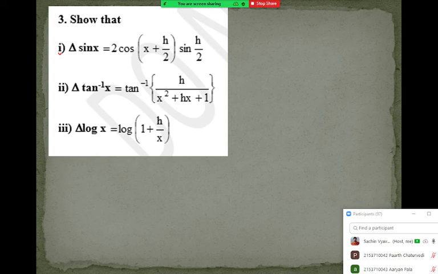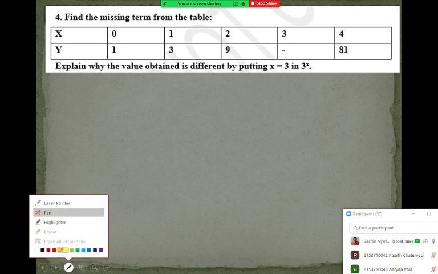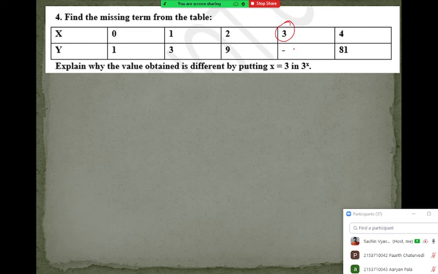The second point of today's agenda is that we are going to find the missing terms of a function using finite differences. Okay. The example for the second point is here. We are given the values of x and y, and the question is to find the missing value. You'll observe the missing value is at x equal to 3. What is it? Y is missing actually. That we have to find out.